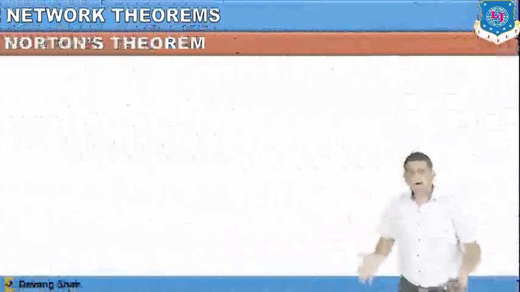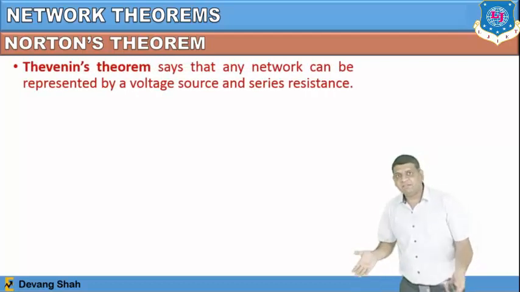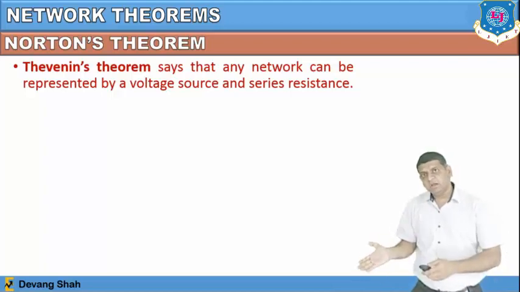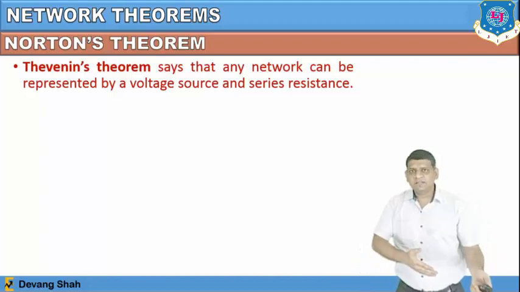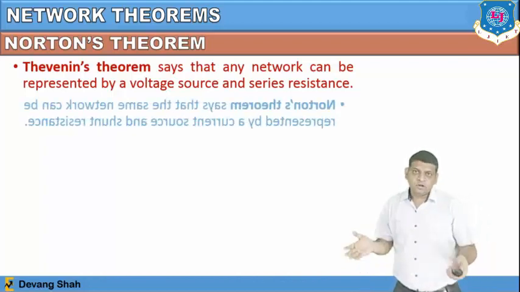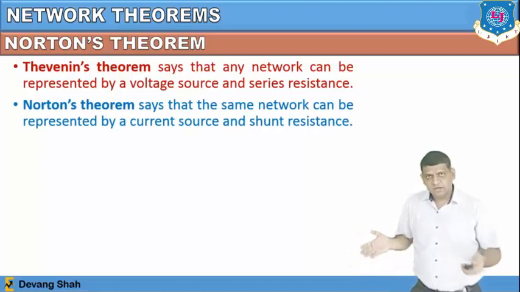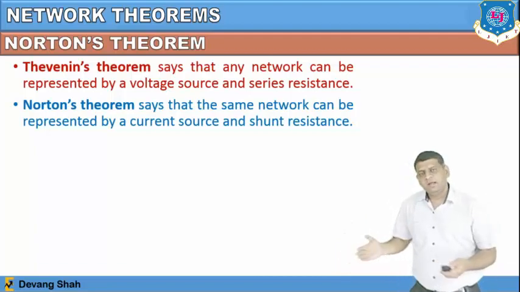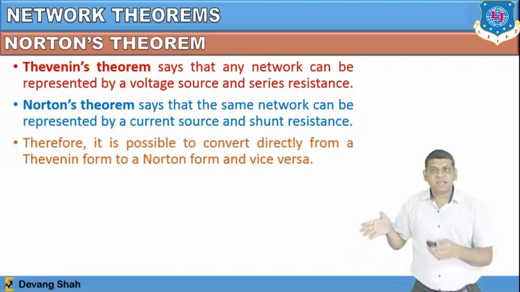So the most important part here is how you can relate both Norton and Thevenin. So ultimately Thevenin theorem says that any network can be represented or converted into a voltage source and in series resistance. Right? Same way, Norton says the same thing, but in terms of the current source. So Norton theorem says the same network can be represented by a current source in shunt with the resistance. Right?